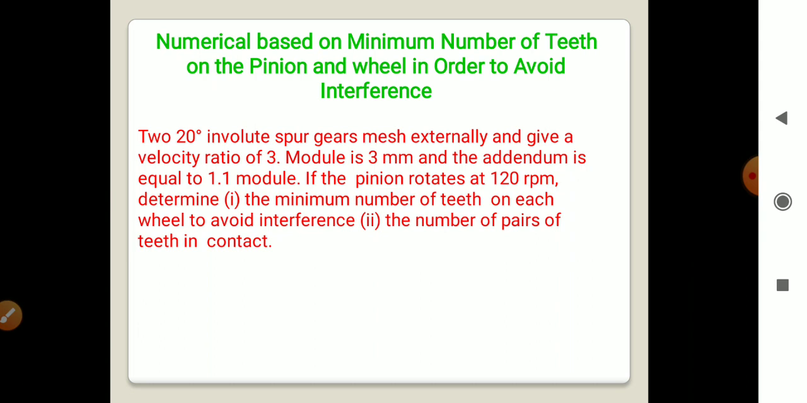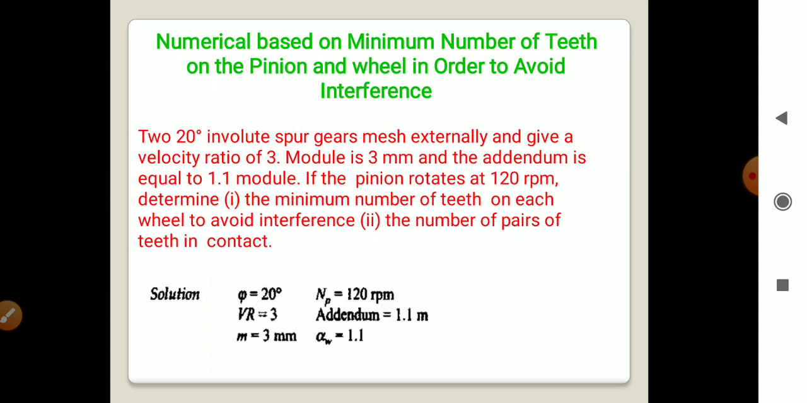Module is 3 mm. Again here small m is given, that is 3 mm. Next, addendum is equal to 1.1 times the module, that means 1.1 into 3. Now here addendum is equal to 3.3. If the pinion rotates at, here the speed of the pinion is given, that is 120 rpm. Now determine the minimum number of teeth on each wheel to avoid interference. That means we have to find the minimum number of teeth on the pinion as well as on the wheel to avoid the interference. And next, the number of pairs of teeth in contact. That is what we have to find out.